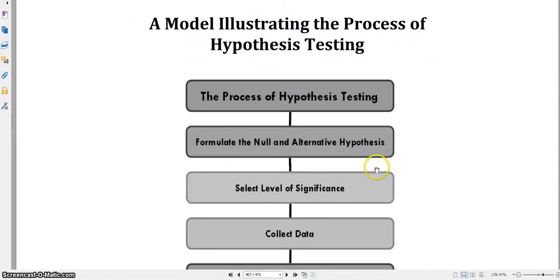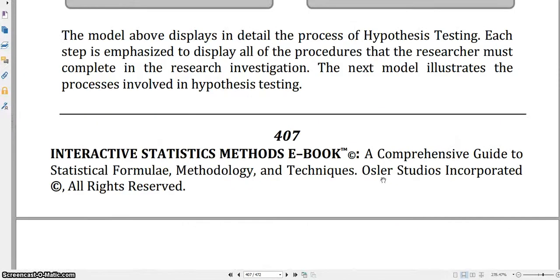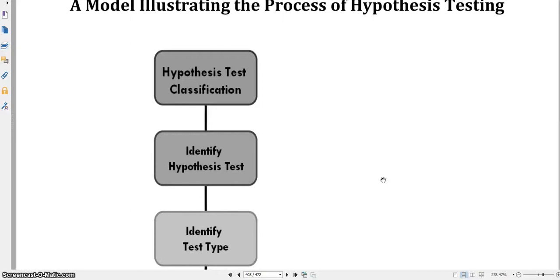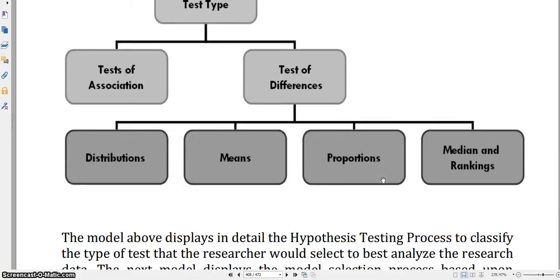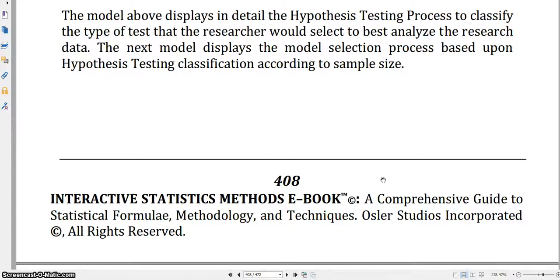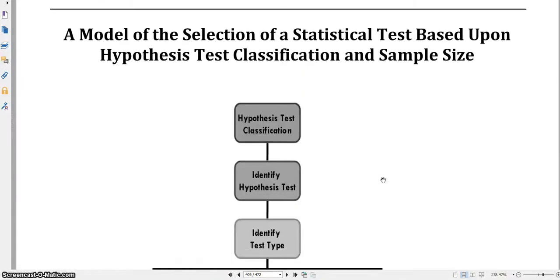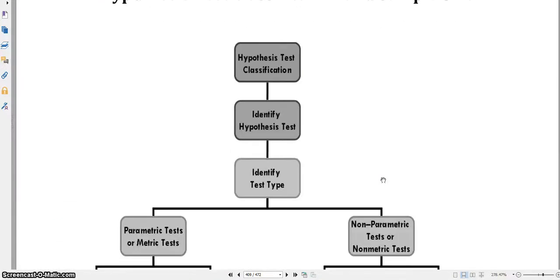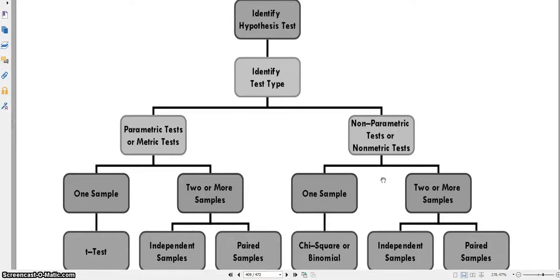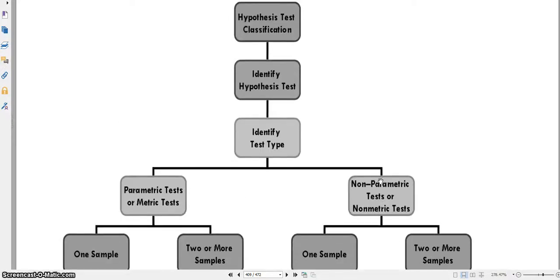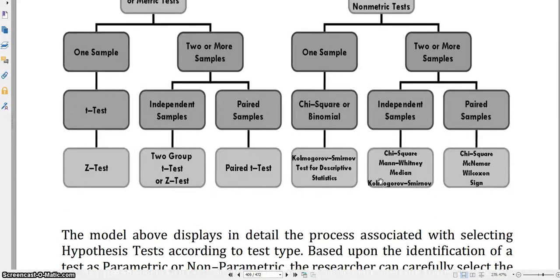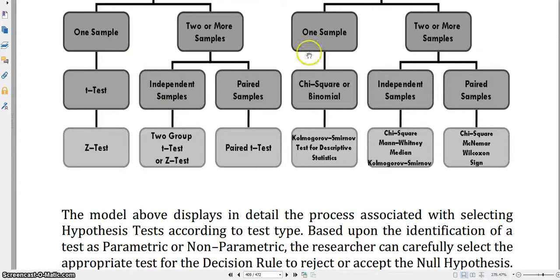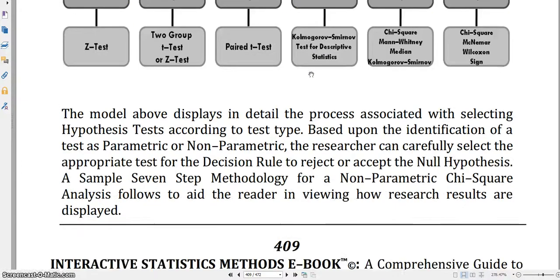A model illustrating the process of hypothesis testing. A model illustrating further the breakdown of the hypothesis test. A model emphasizing how to go about building your research design from the beginning, clarifying the hypothesis test, all the way down to the types of sample and then how to take a look and select your tests.